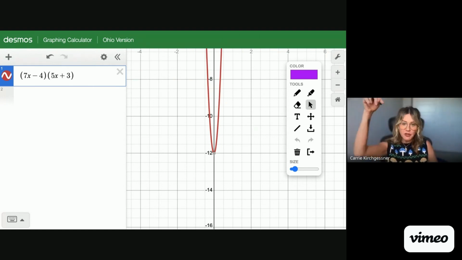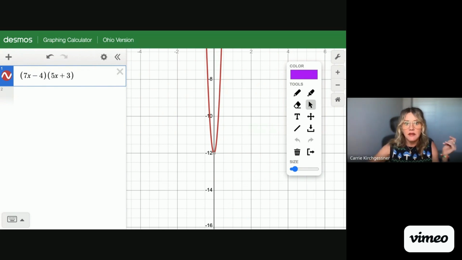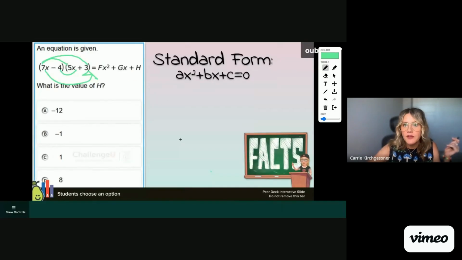So what you have to know for problems like this, and this is taken exactly from the 2025, I almost said air test, we call it the EOC, the Ohio End of Course Exam. All you need to know for this is how to plug it into Desmos, and you just have to know that c means the y-intercept. If you have questions, just drop them in the chat.